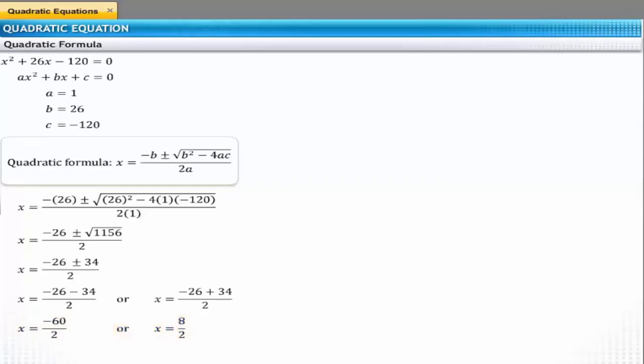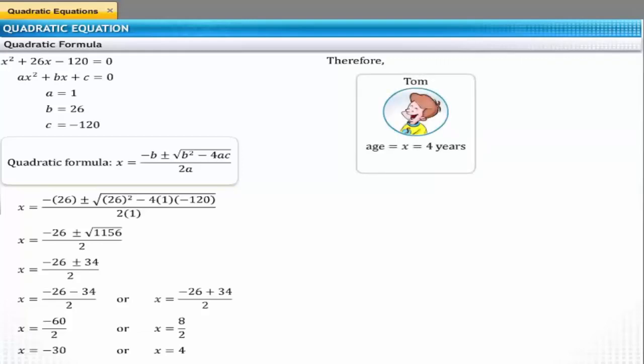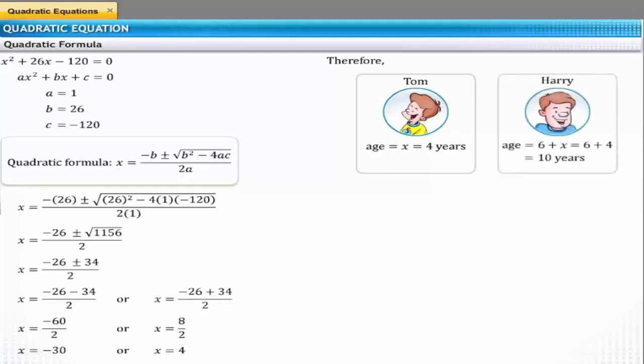On simplifying, you get x is equal to minus 30 or x is equal to 4. Therefore, as you can see, using the quadratic formula, you can verify the answer to the problem. Tom's age is equal to x is equal to 4 years. Harry's age is equal to 6 plus x years is equal to 6 plus 4 is equal to 10 years.